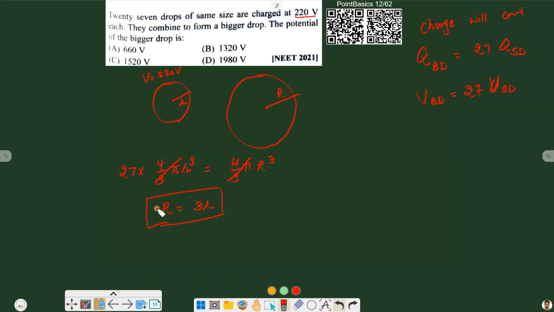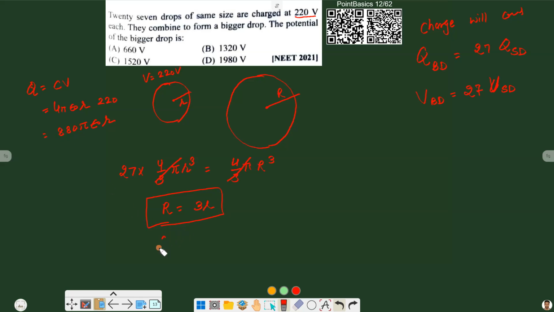And now coming to charge. Charge is given by C times V, where C is the capacitance, and the capacitance for this small drop, as it is a spherical drop, will be 4 pi epsilon node times its radius small r, into its potential, that is 220. So effectively it will be 880 pi epsilon node r. So this is the charge of one single drop.